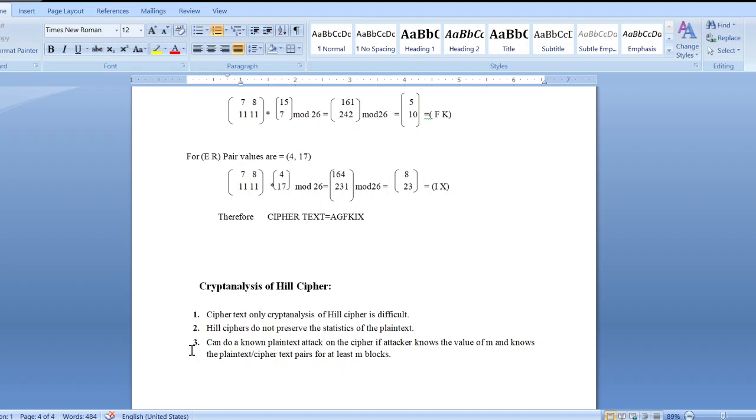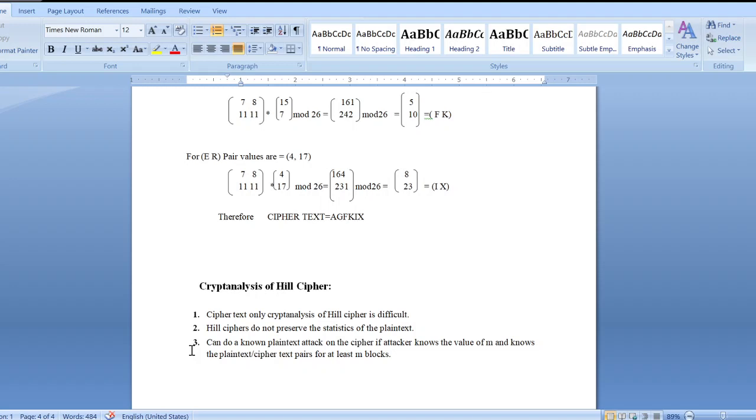Why it is extremely difficult is that we are using an m by m matrix. Each entry in the matrix can have one of 26 values. At first glance, this means the size of the key domain is 26 to the power m by m. But not all matrices have inverses. The key domain is smaller but still huge.